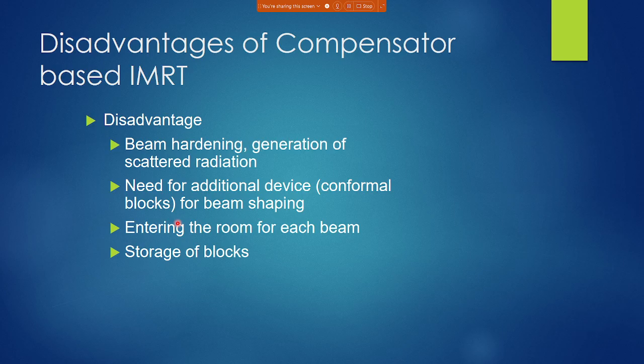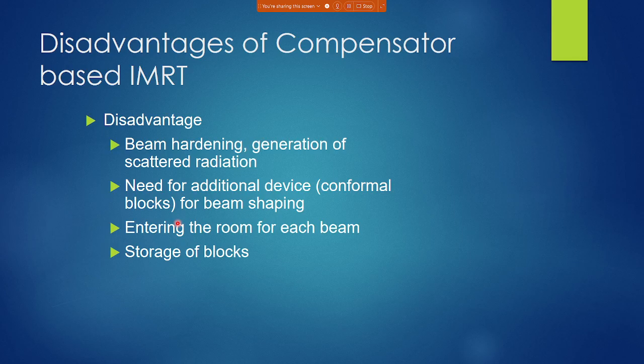And then the compensator will create scatter, so it increases scatter radiation. You are keeping a beam shaping device now. So for each beam you have to enter the room, keep the additional device, and then take it out. You have to be very careful. You don't use the beam 2 compensator for beam 1. There is a possibility of error there.